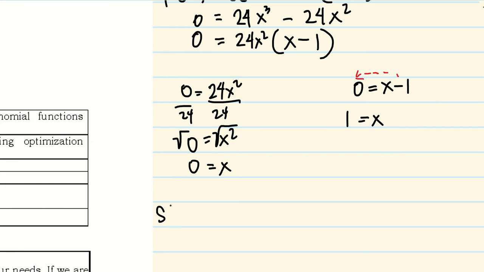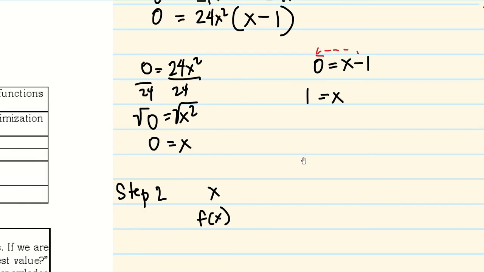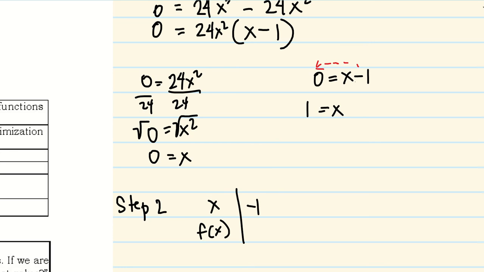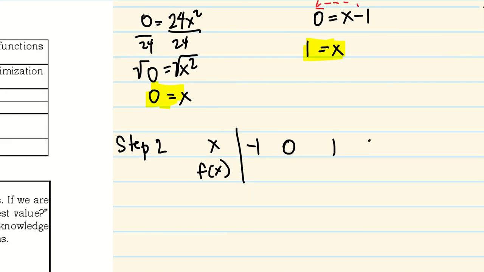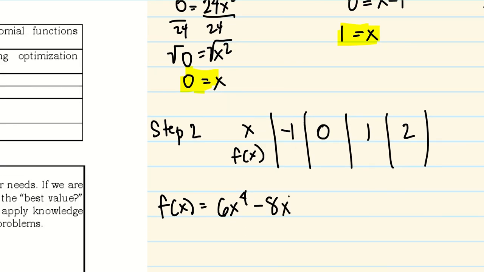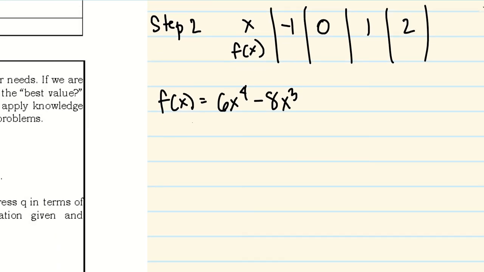So we proceed to step 2. In step 2, we're going to use the box, and we put the interval first, which is the lowest, -1. So -1, and then we can put 0 also, 1, and then 2. Okay, so those are the values of our x's. Then we copy once again the function, which is 6x to the power 4 minus 8x cubed. Okay, is that our function? Correct.